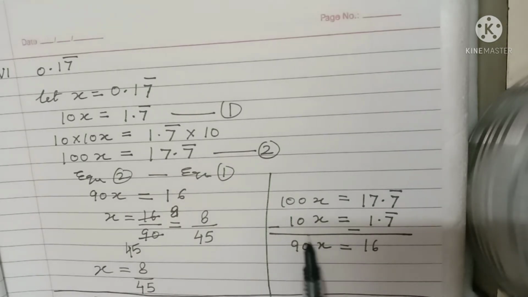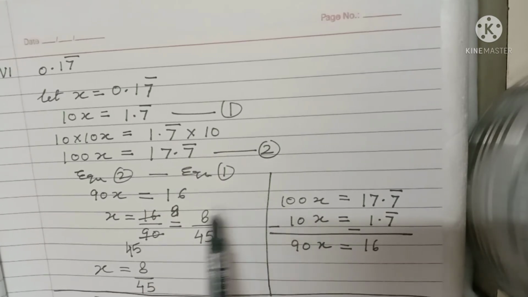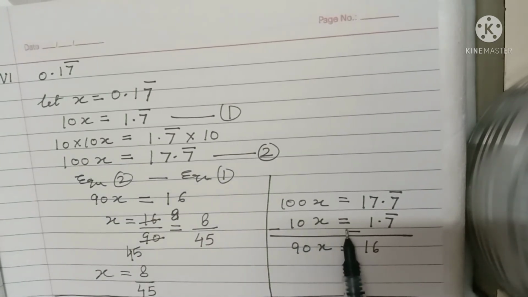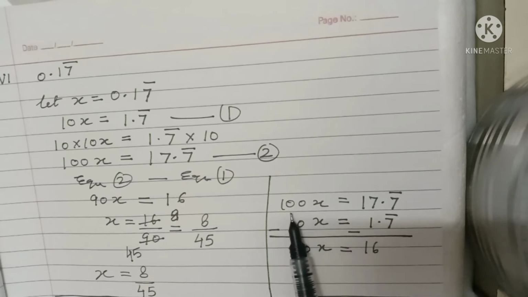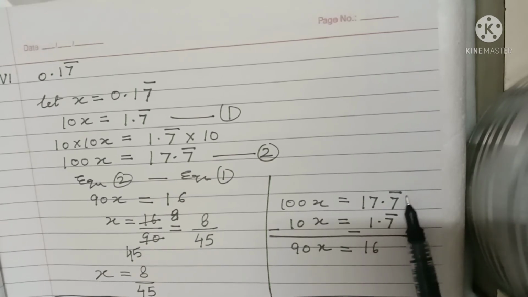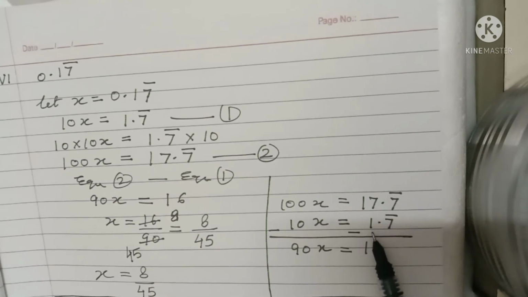Now I have shown how to get it by subtracting equation first from second. This is the equation first, 10x is equal to 1.7 bar, and this is the equation second, 100x is equal to 17.7 bar. So when you subtract it, you will get 90x is equal to 16. 0.7 bar will cut each other, and from 17 you will subtract 1, you will get 16.